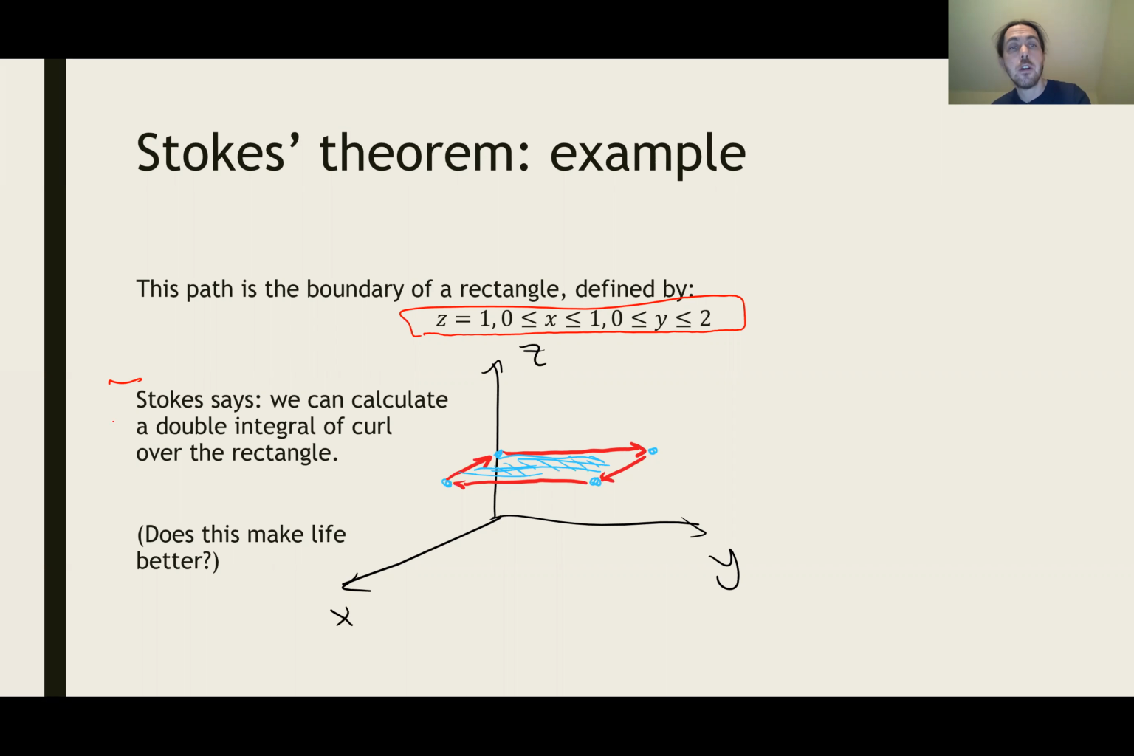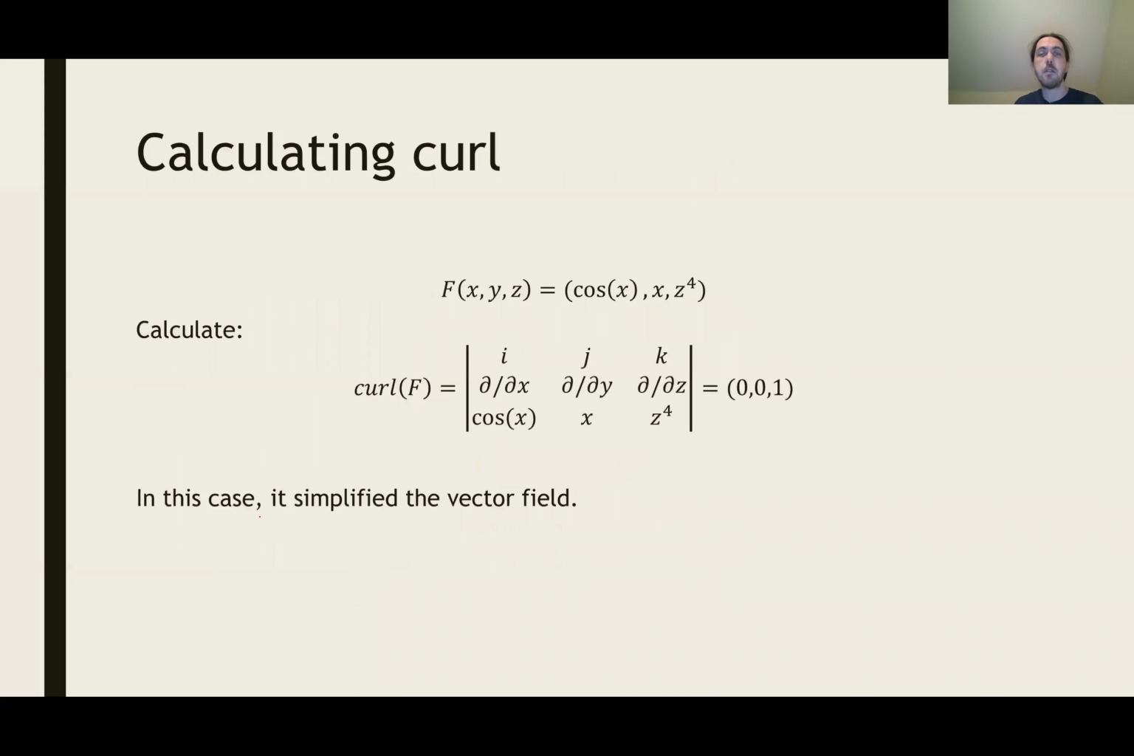So Stokes says we can calculate a double integral of curl of our vector field over this rectangle instead of calculating these 4 line integrals individually. It's not always clear at the outset whether this is going to be better or not. We are going to be doing a double integral, but we're not going to be doing 4 line integrals, and maybe things will simplify. So let's see what happens.